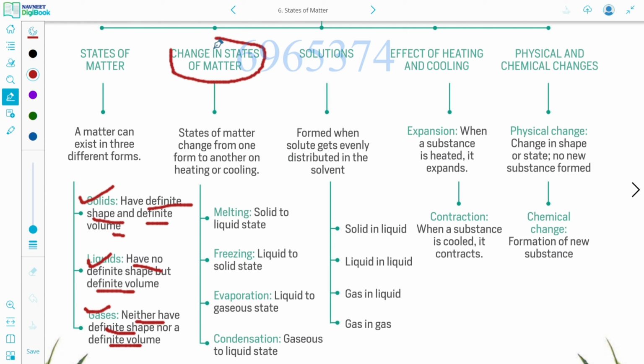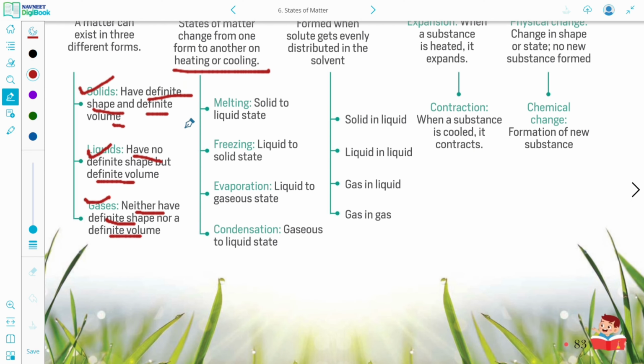Changes in the state of matter. State of matter changes from one form to another on heating or cooling. We have studied four phenomena: melting, freezing, evaporation, condensation. In melting, solid changes into liquid, it means ice changes into water. In freezing, liquid changes into solid, means water changes into ice. Evaporation, liquid changes into gas, it means water changes into water vapor. In condensation, gases change into liquid. It means you find water droplets on the surface of a cold water bottle.